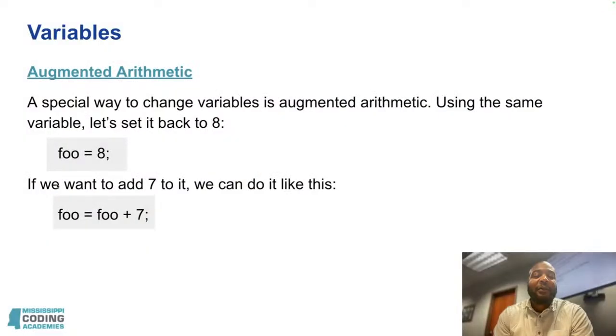All right, cool. Let's keep this thing rolling. Dealing with variables. Now we want to look at augmented arithmetic. So let's set foo back to 8.